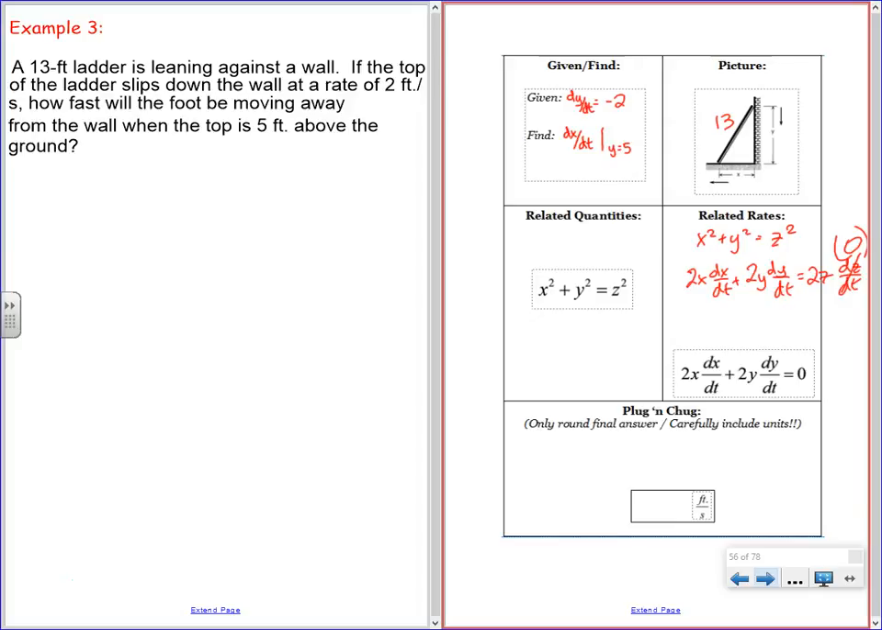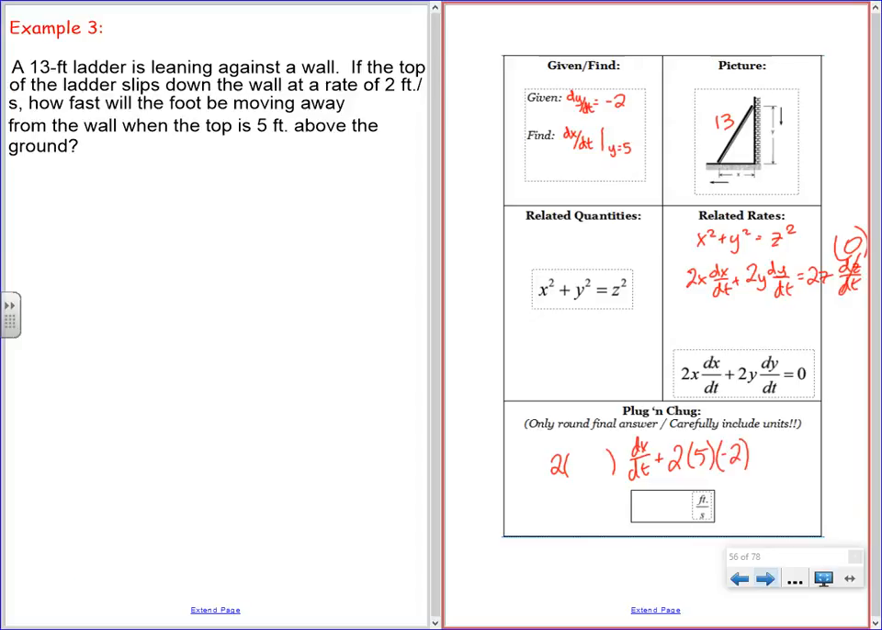Now, there was one other struggle, though. When you went to plug in, you're like, sweet, 2 times, who's x? You gotta use the diagram. I'm not supposed to know dx dt. I do know y, because they gave it to me as a such that. I do know dy dt, negative 2. It's negative because it's decreasing.